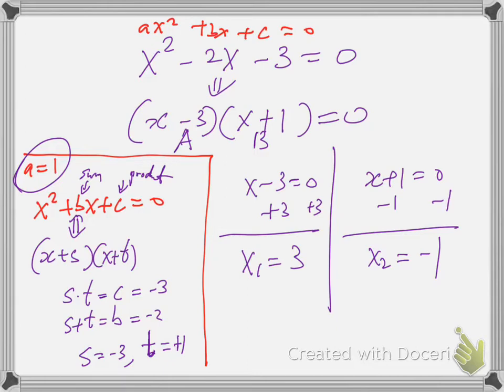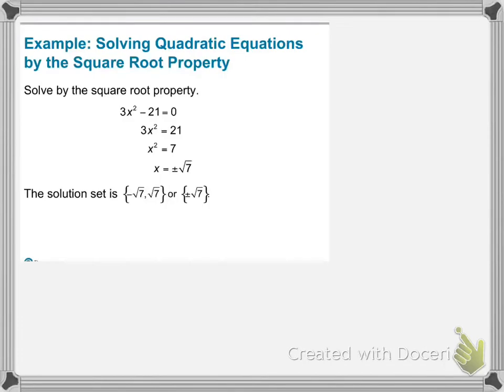So now method 2. Method 2 is called completing the square method. So let's look at the easiest case for method 2. Let's look at this example. So let's solve this example: 3x squared minus 21 is 0.